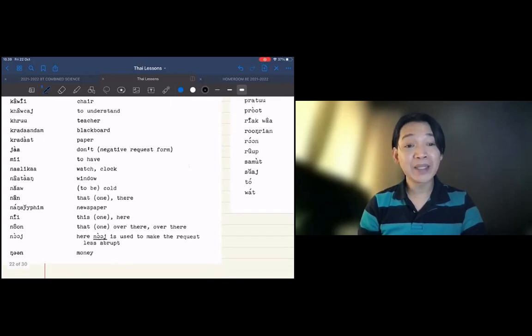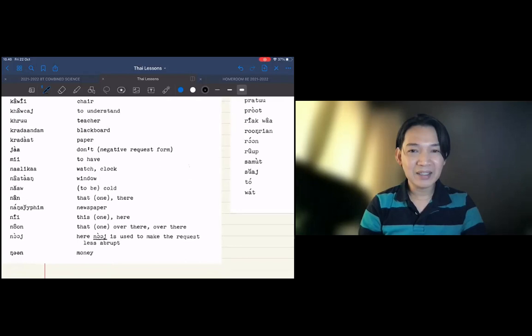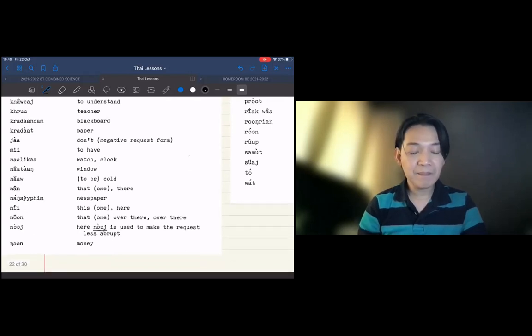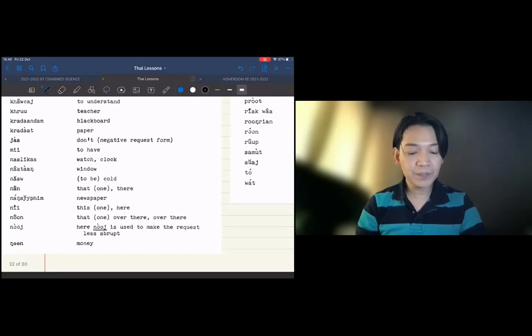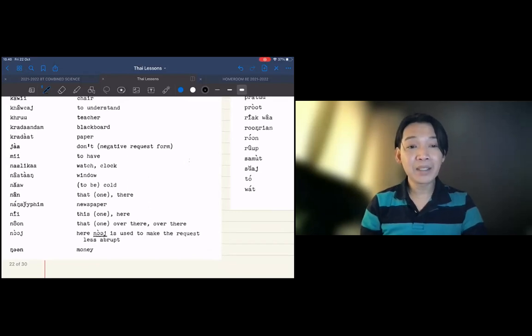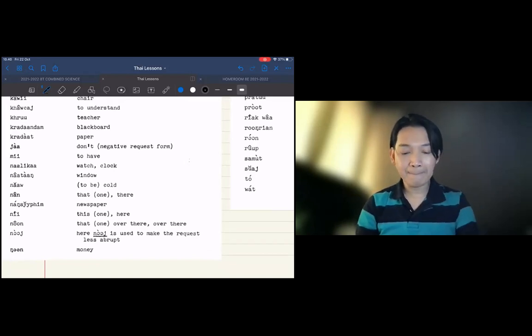Kradat is paper. And then when you hear the word cha, that means to say don't. So it's used usually with verbs like say don't speak. You say ja put, don't speak. Me is have. Nalika is clock or watch. We already learned this in the previous video. And then natang is window. Now is cold. Nan is that. Ni is this. Nang su perm is newspaper.